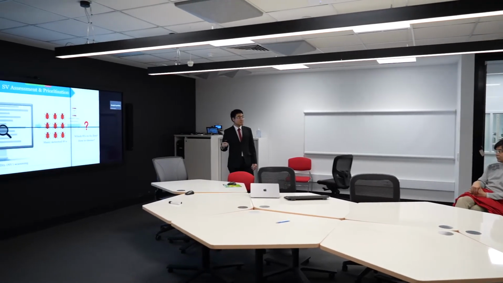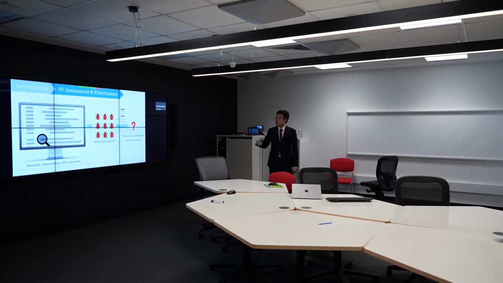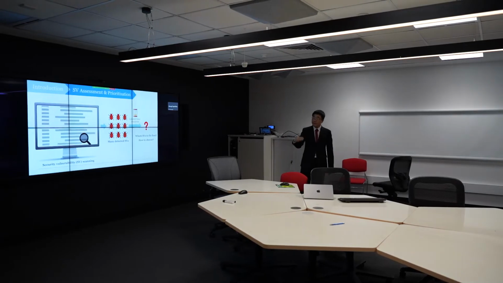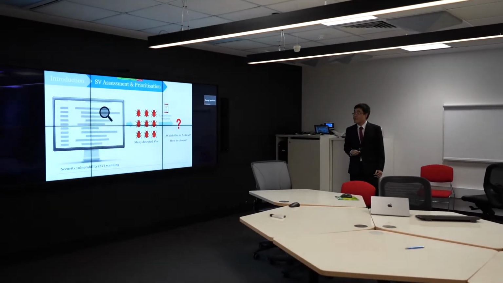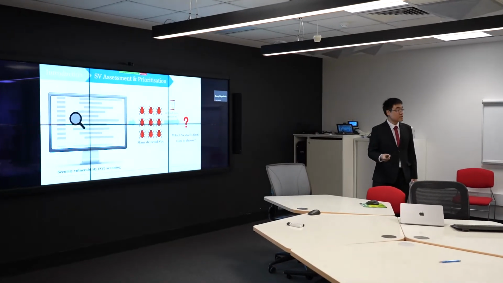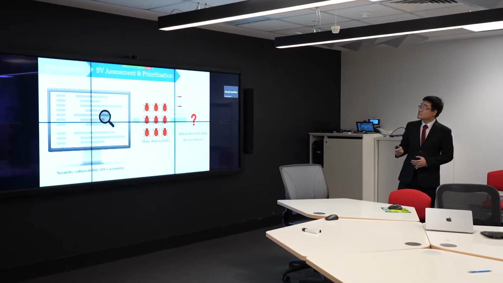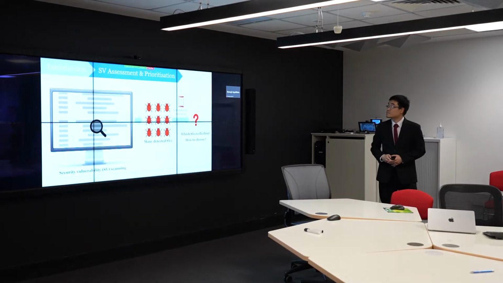So here, a burning question arises. Which vulnerabilities among the detected ones should developers prioritize to fix, as not all of them are equally dangerous? And how do we perform such prioritization? So that's where vulnerability assessment comes into play.